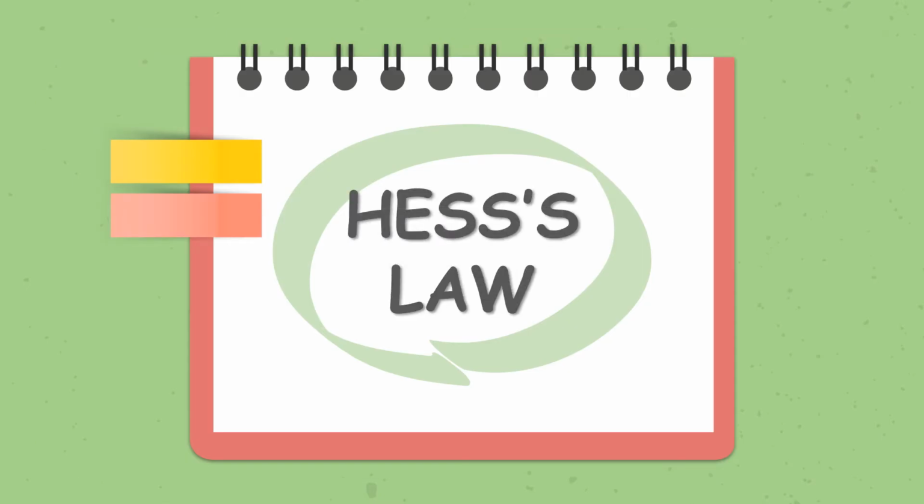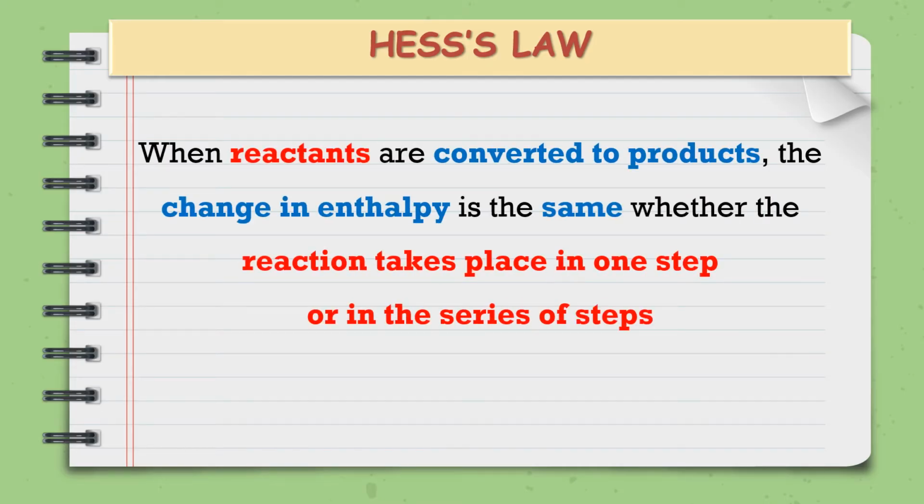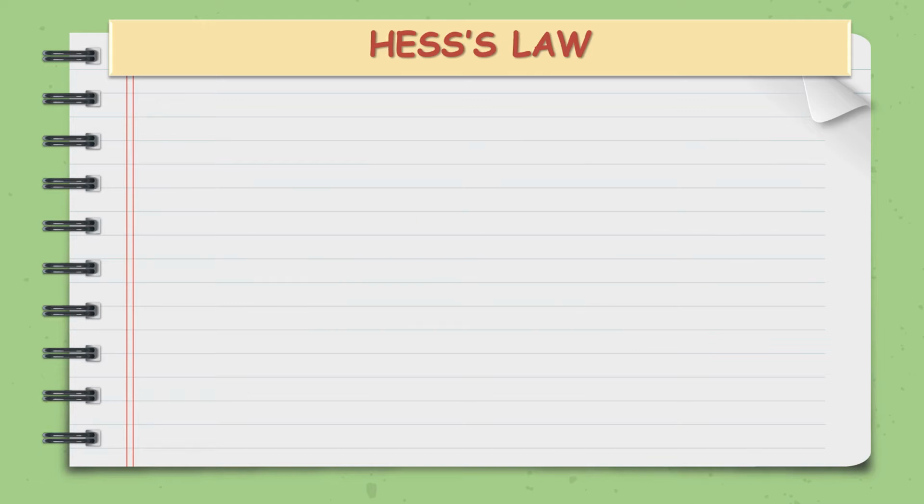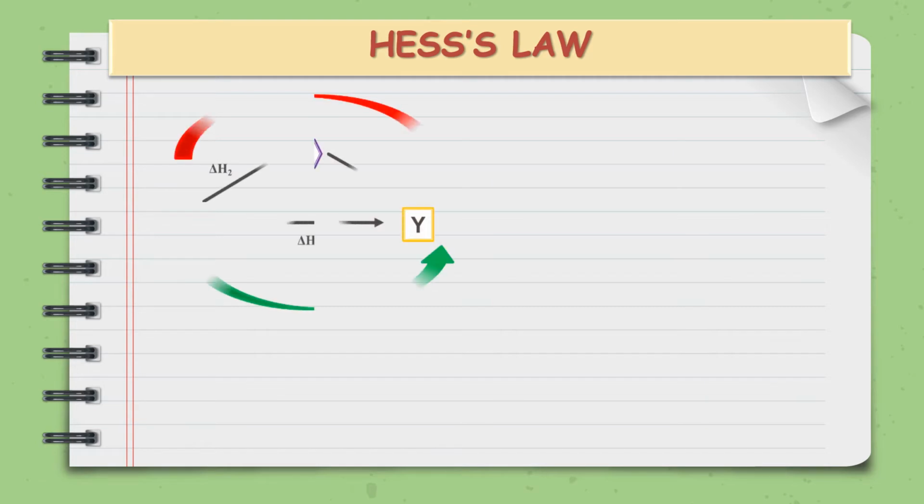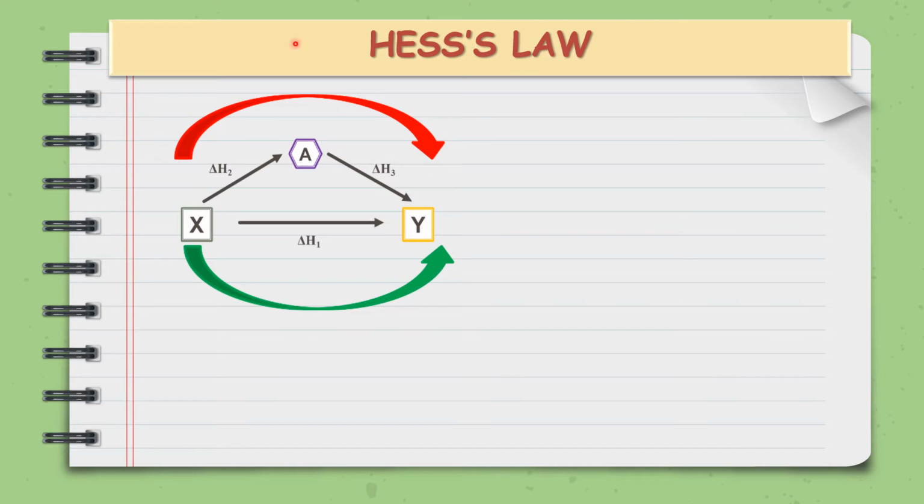So Hess's Law. What is Hess's Law? By definition, when we talk about Hess's Law, it says that when reactants are converted to products, the change in enthalpy is the same whether the reaction takes place in one step or in a series of steps. Okay, to make this easier, I show you in diagram. Let's say I give you a general equation. This is the diagram that I give you on your notes.